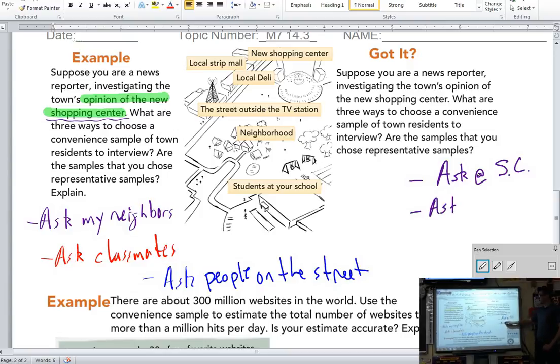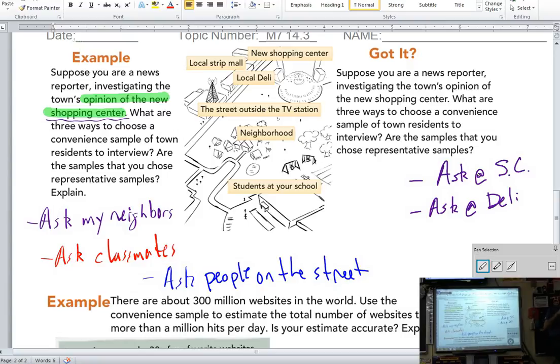So what if I ask people at the deli? Well, they probably won't care, because they're just shopping at the deli. But hold on, let's think about that statement for a second. That'd be biased. So, Mr. Smith, his family owns a deli, Smith Deli. He's got a bunch of siblings. Talk to him about it.